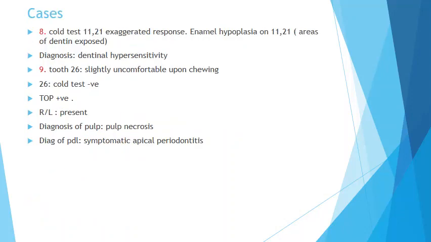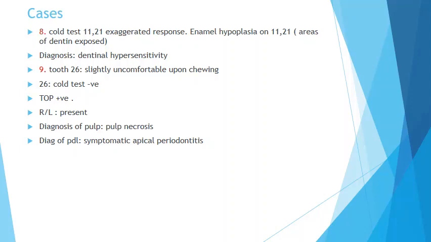Okay, here we have a question that teeth given are 1-1 and 2-1 and it is given that cold test shows an exaggerated response and there is enamel hypoplasia. That means it is given in the history there is enamel hypoplasia on 1-1 or 2-1, that is areas of dentin is exposed. So straight away your diagnosis will be dentinal hypersensitivity, as it is clear-cut given in the history that there is an exaggerated response and there is an area of dentin which is exposed.